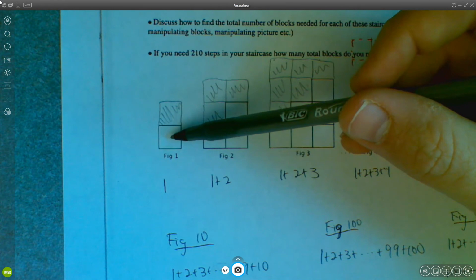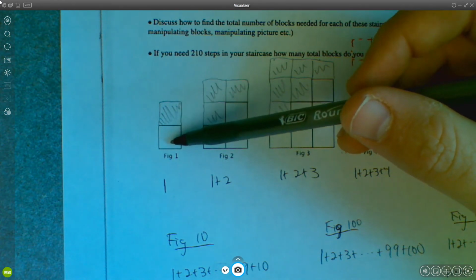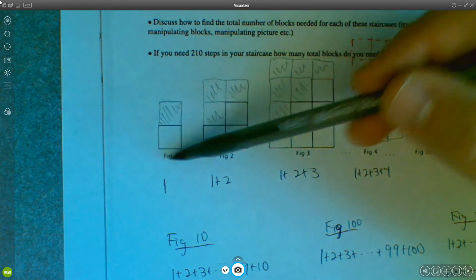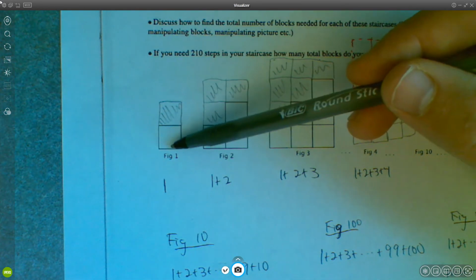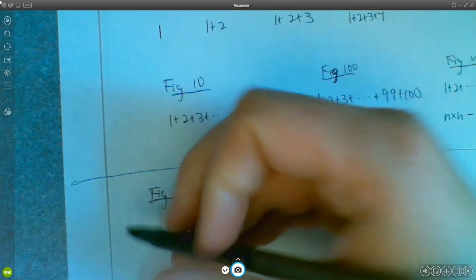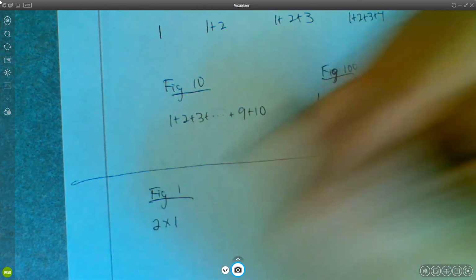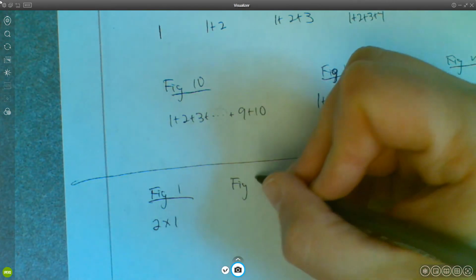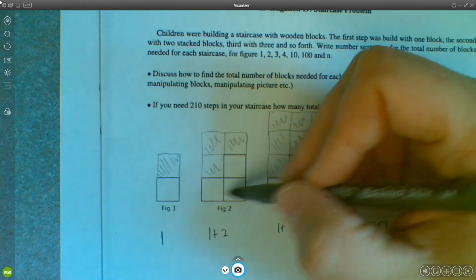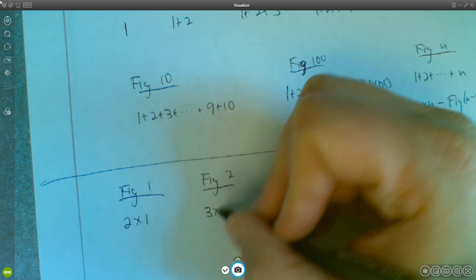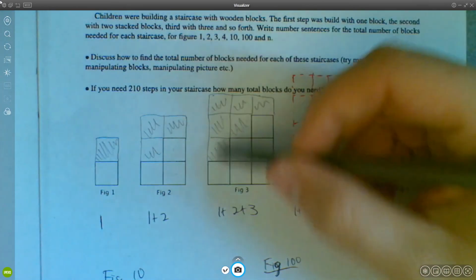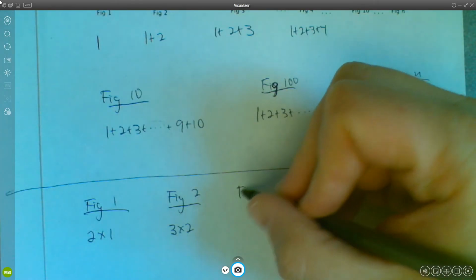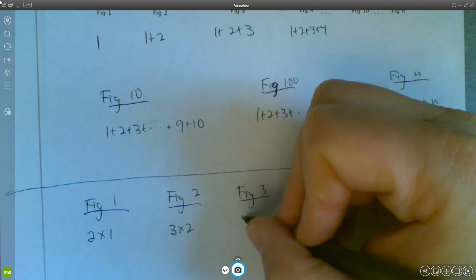Let me write down what it is I'm saying. So if I write down a number sentence for the figures the way that I see them when I've drawn in the additional squares, right? This would be, like I said, a 2 by 1. And figure 2 would be a 3 by 2. And figure 3 would be a 4 by 3. Okay, and figure 4 would be a 5 by 4.